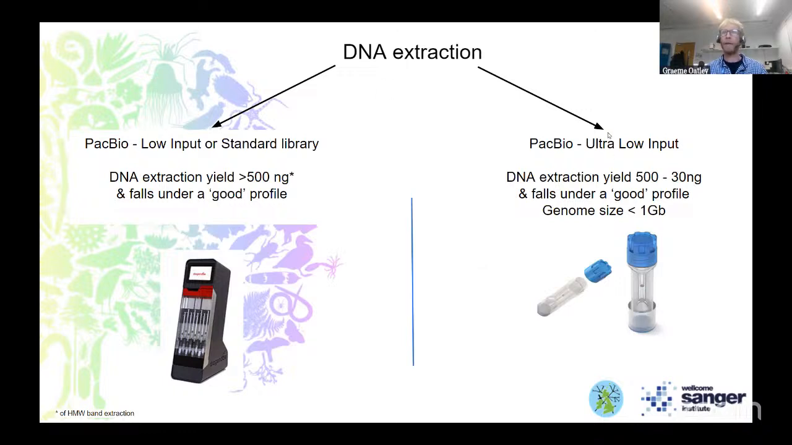So anything shorter than a high molecular weight band extraction, we would generally fail and re-extract. Our second mode of DNA fragmentation is PacBio ultra-low input. Here we're looking at extraction yields of between 500 and as low as 30 nanograms of DNA, which also falls under the good profile. Genome size is quite important here. Anything below 1 gigabase can go through for ultra-low input, while anything bigger than 1 gigabase generally would not proceed with the ultra-low input protocol.